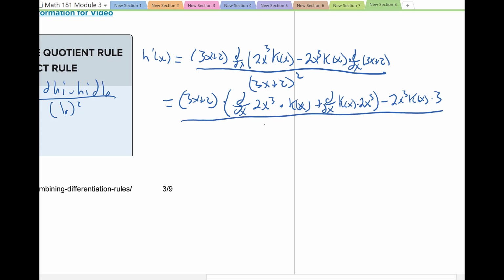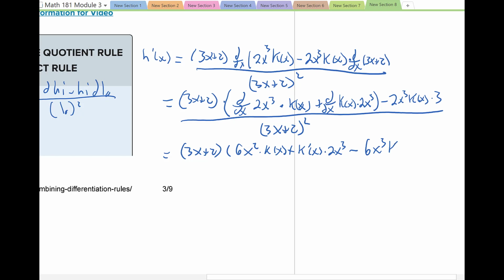All divided by (3x + 2) squared. So we have (3x + 2) times 6x squared times k of x plus k prime of x times 2x cubed, minus 6x cubed k of x, all divided by (3x + 2) squared. Okay, now it's all algebra to clean up.